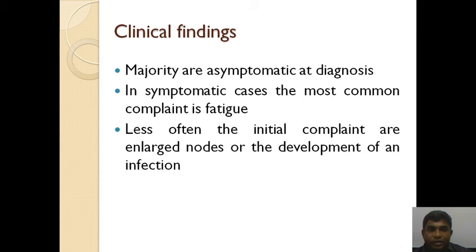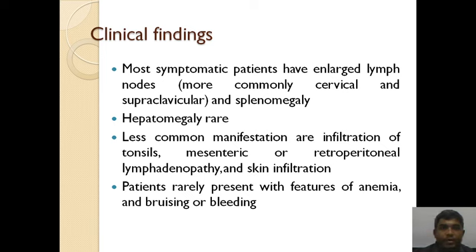As we just saw, the clinical features are variable, but the majority are usually asymptomatic, meaning they don't have any symptoms, and the disease is picked up incidentally. In symptomatic patients, the most common complaint is fatigue, which is because of anemia mainly, and less commonly the patient can have enlarged lymph nodes because of proliferation of the cells within the lymph nodes, or you can have infection because of reduced neutrophil numbers.